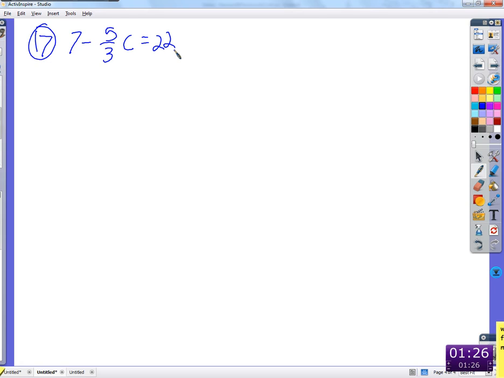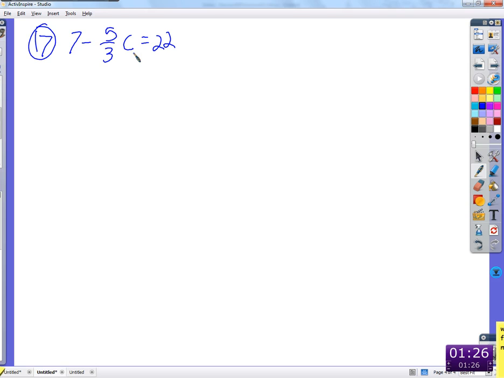So we have a C here. We want to know what C is. There's a lot of stuff that's happening to C. It's getting multiplied by 5/3. It's also getting made the opposite, and it's being subtracted from 7. And then we know the result.